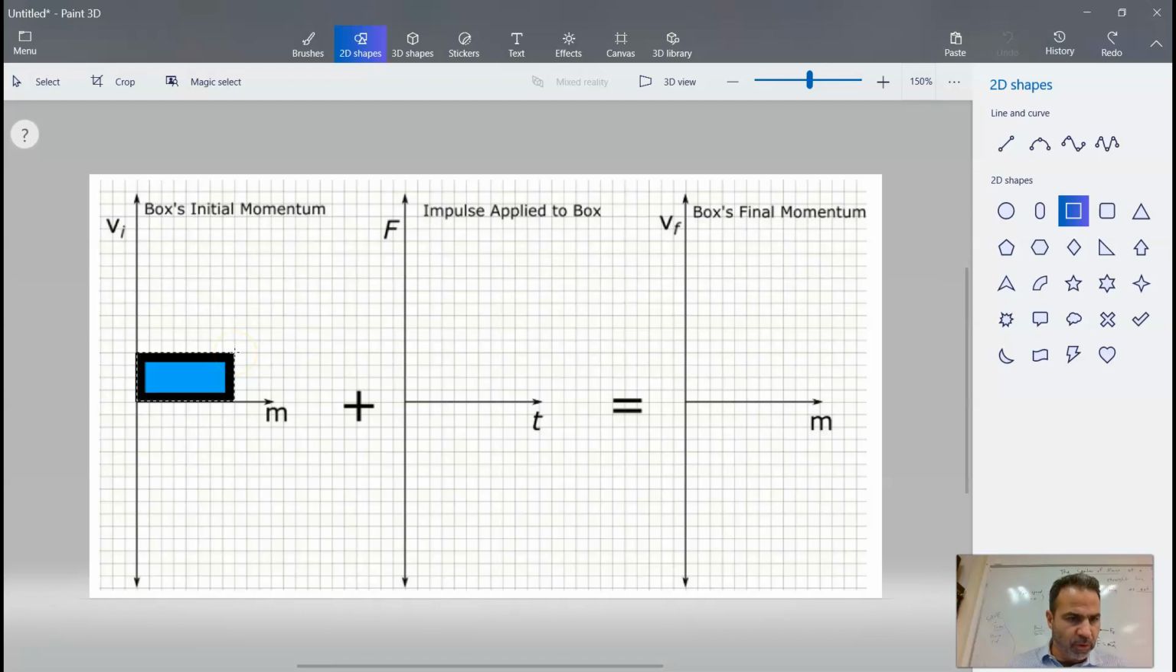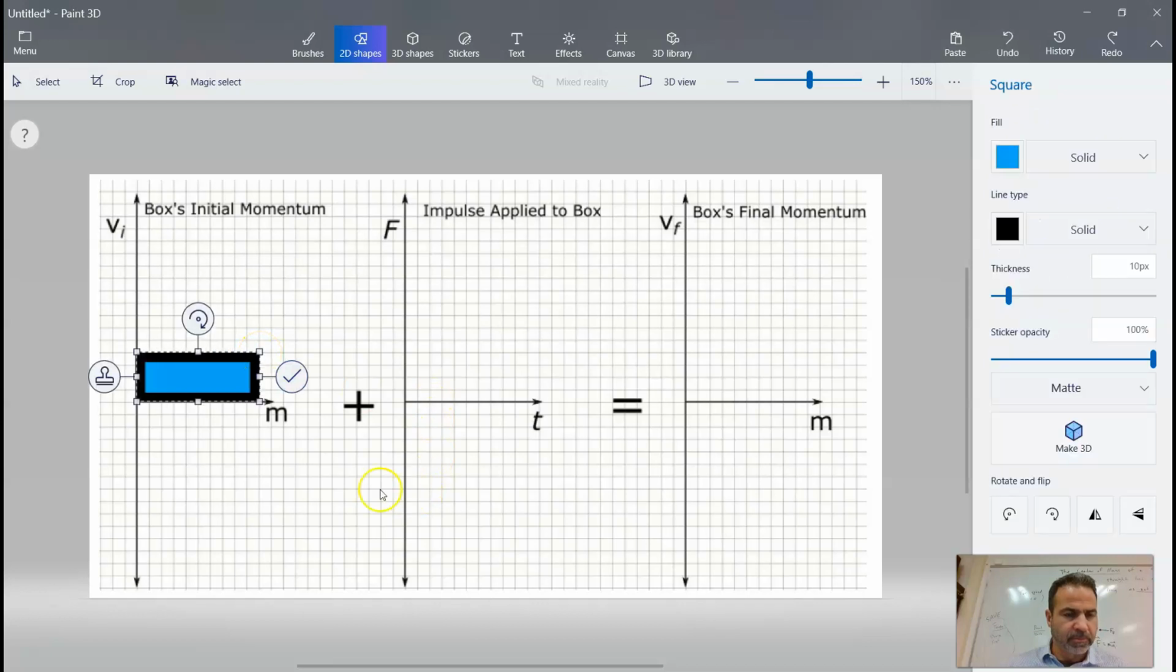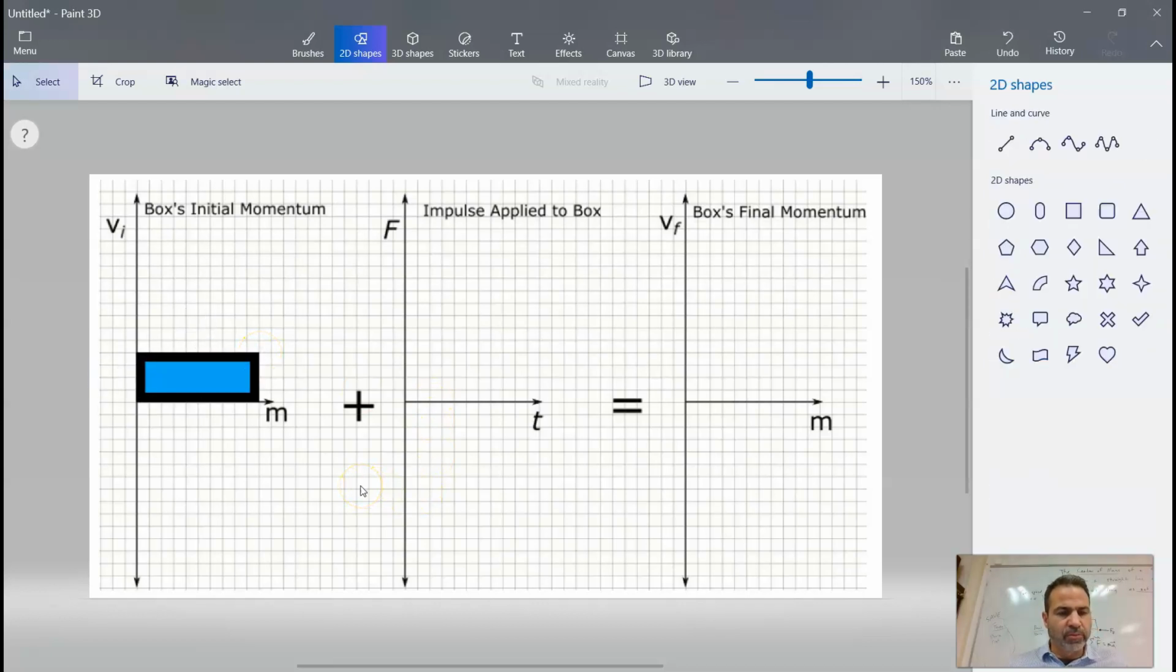Let's do a 4 by 8. No, let's do something where the math is easy. Let's do 4 by 10. Okay, so this rectangle represents the initial momentum, and 4 times 10 would be 40 units. We'll call them units, each unit being 1 square.